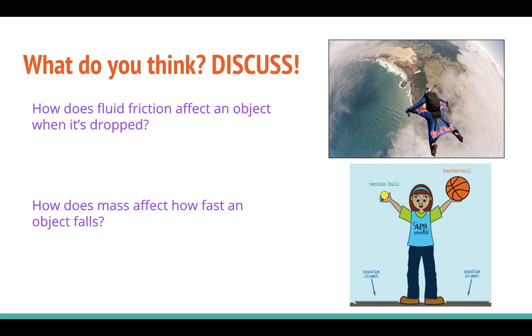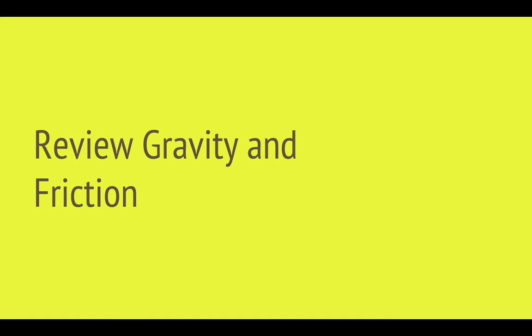How does mass affect how fast an object falls? It does not matter the mass, objects will fall at the same rate. The only thing that affects the time it takes for an object to fall to the ground has to do with the fluid friction. All right, those are our notes.